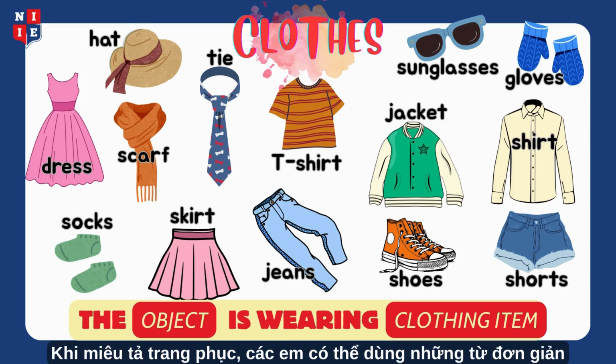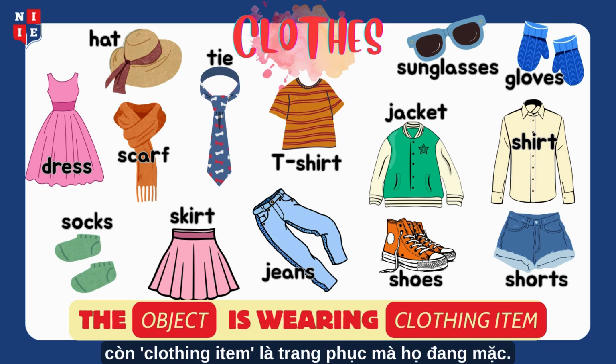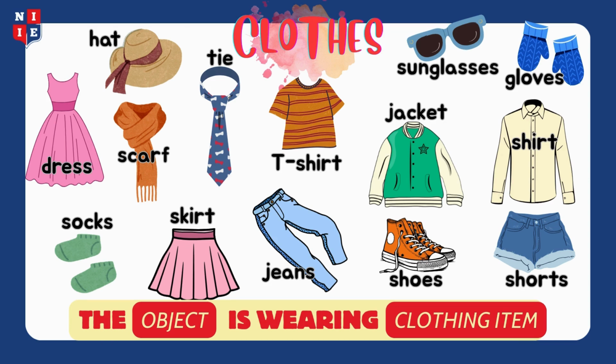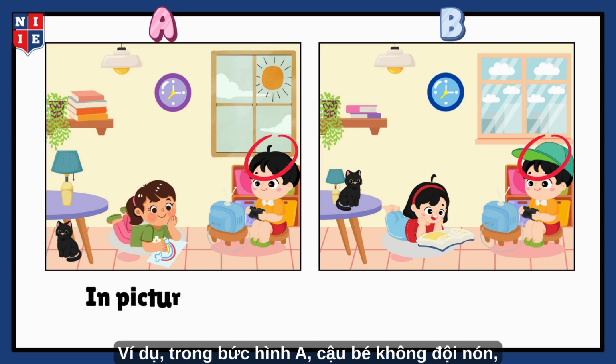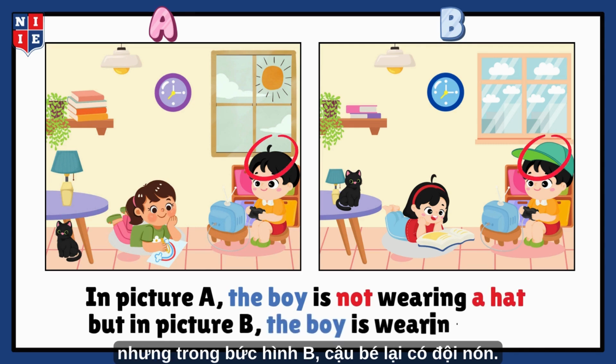When talking about clothes, try to remember some basic words like skirt, dress, socks, jeans, etc. Let's look at the sample structure. Object means the person you want to describe, and clothing item is what they're wearing. For example, in picture A, the boy is not wearing a hat, but in picture B, the boy is wearing a hat.